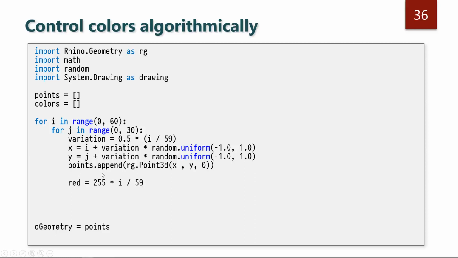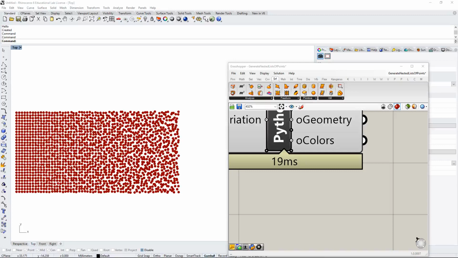Okay, so let me compute the integer that represents the red amount. Here, this is again another simple formula that depends on I. As I goes from 0 to 59, this value will increase slowly from 0 to 255. So the first column will have almost no red, and the last column will have full red saturation. The blue, I can simply say blue equals 255 minus red.